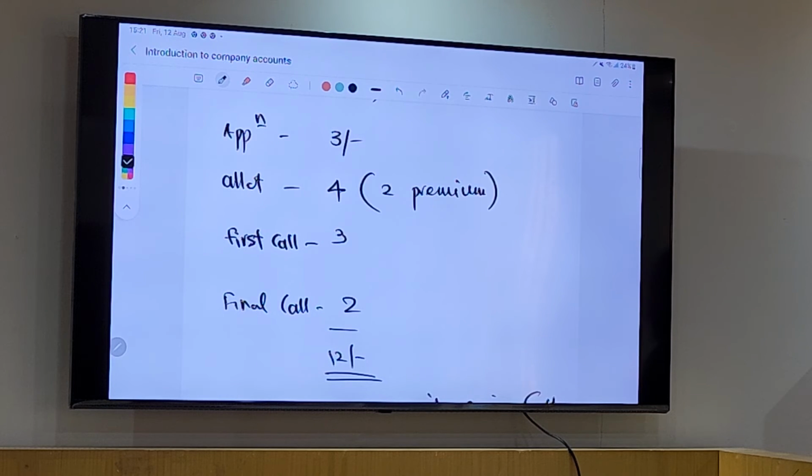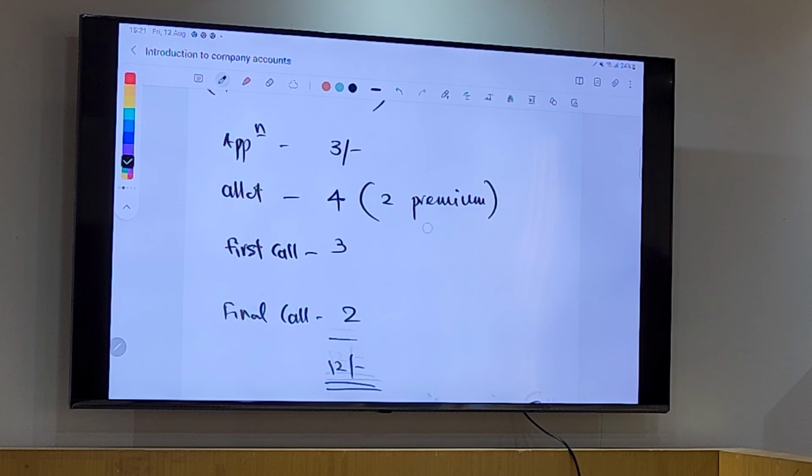Again, sorry. Application level is the very first point. Like everyone, we want to become a shareholder, so we submit that application. So it's a company's willingness. Sometimes the company can say, okay, I don't want this.